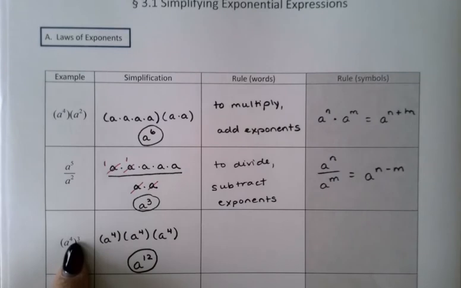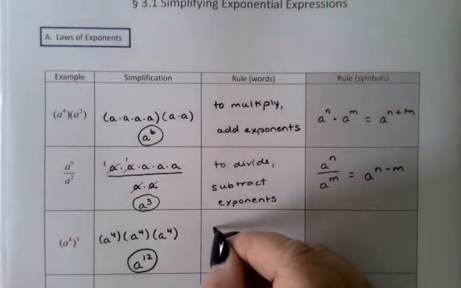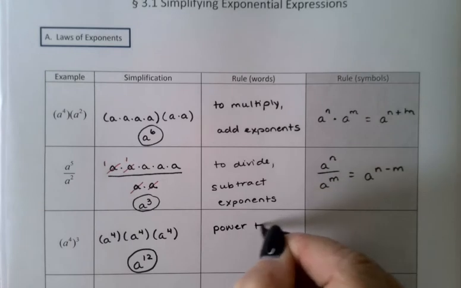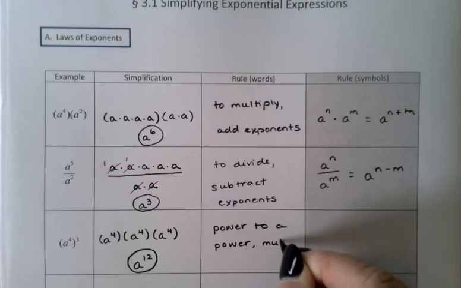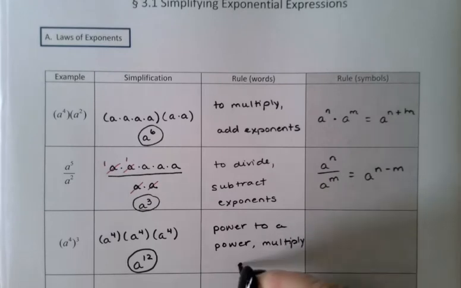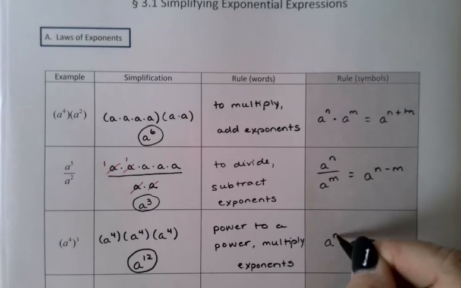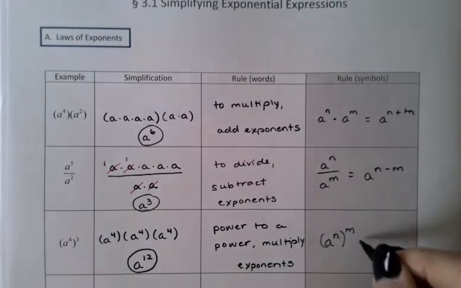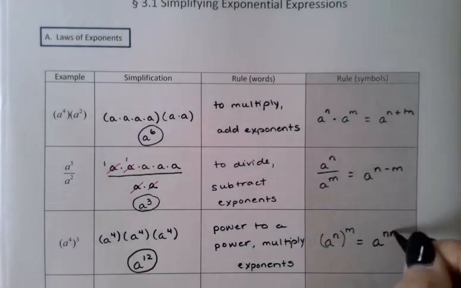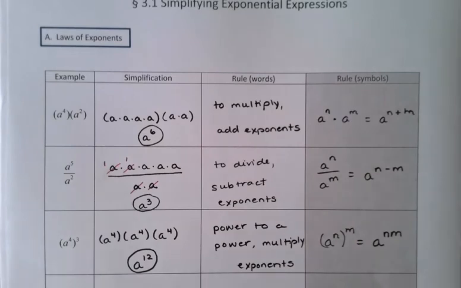Well, looking back, what really happened is I ended up multiplying those exponents, 4 times 3 to get the 12th. So that's how I'm going to abbreviate taking a power to a power. We'd like to multiply exponents. Again, writing that in a more formal mathematical sense, I could say a to the n raised to the m power is equal to a to the n times m. Multiply exponents.